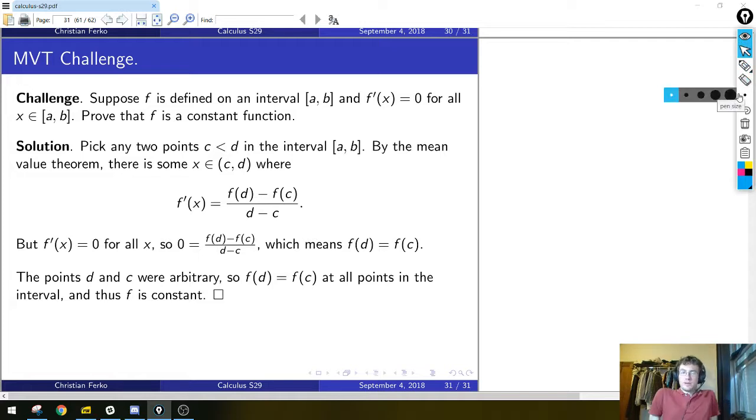Alrighty. Parting thoughts or comments on the mean value theorem things? I do not have any questions or comments about this.